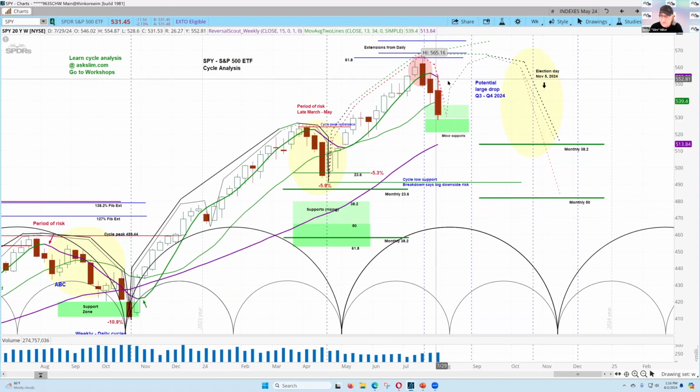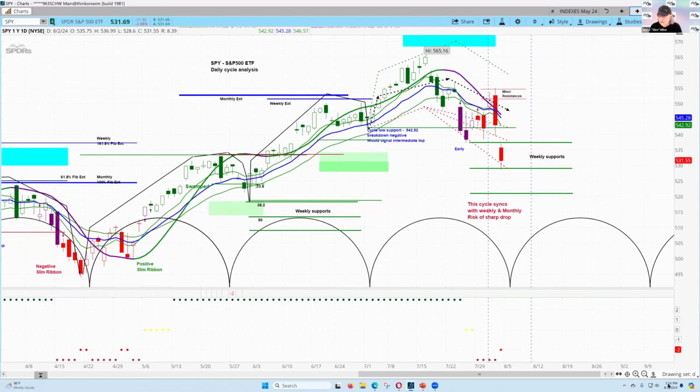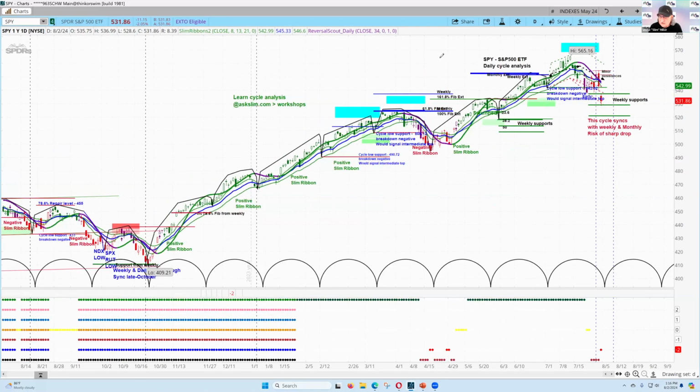But now it has turned down, and it tells you about the weakness that's in the market. And you have to be very skeptical of rallies now when they come. Here is the daily right now. And on this daily, what we do is we build a slim cloud, is what we call it.